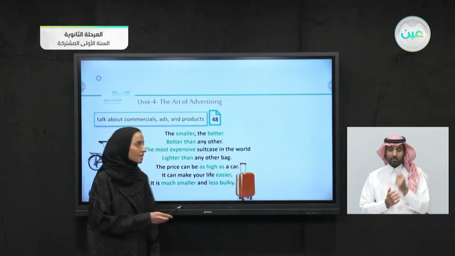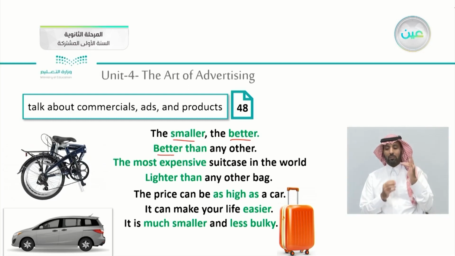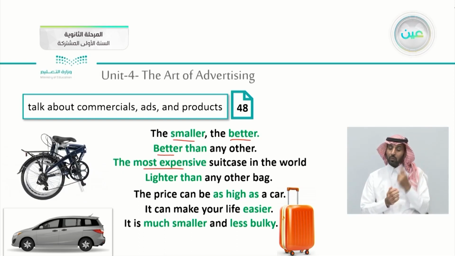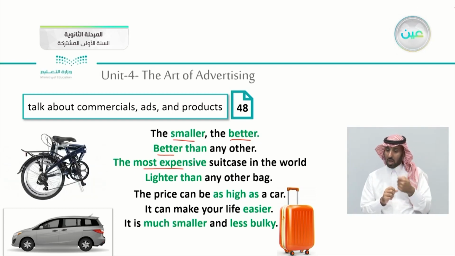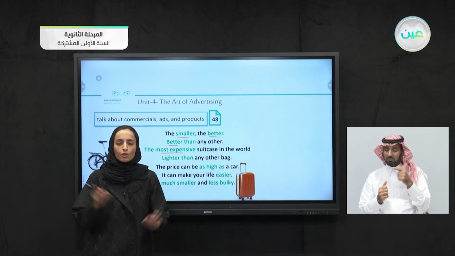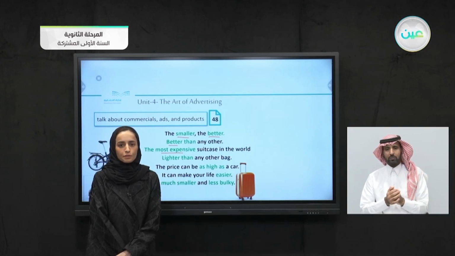The words that are here highlighted in green: smaller, better, most expensive, and the others. This is the language that we will use for commercials. What are we trying to do? We're trying to compare things. My product is the best. Nothing is better than it. This one is better than the old one. Comparing and using the comparative and the superlative.